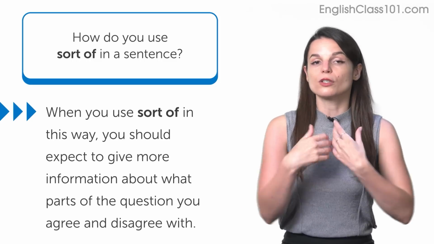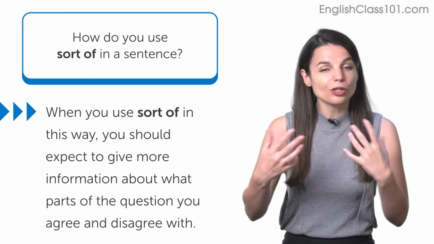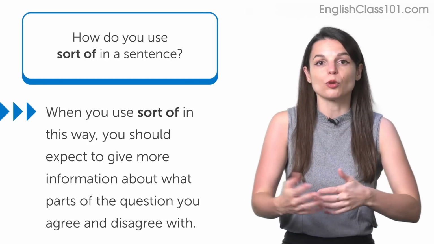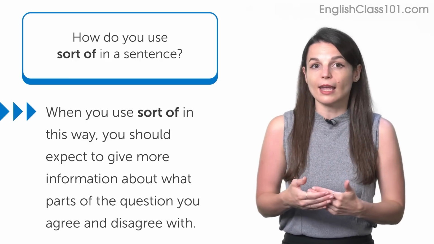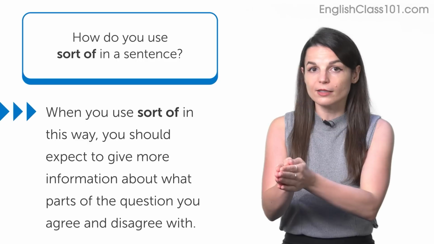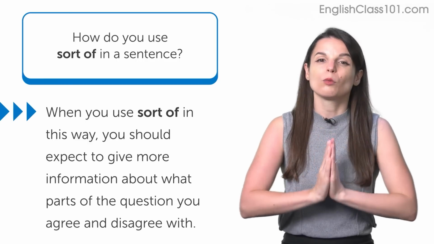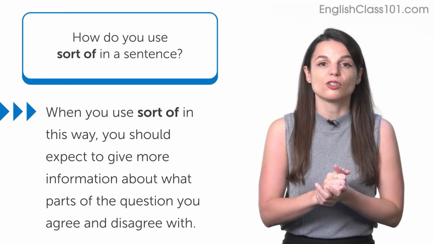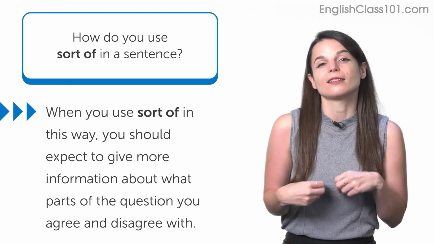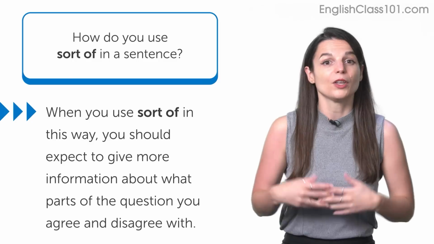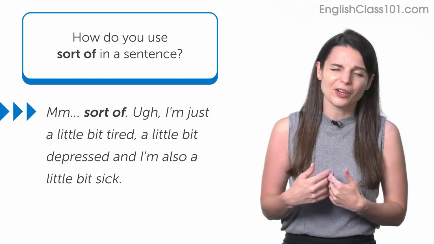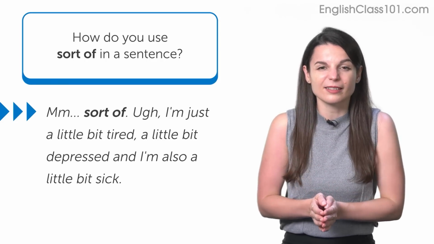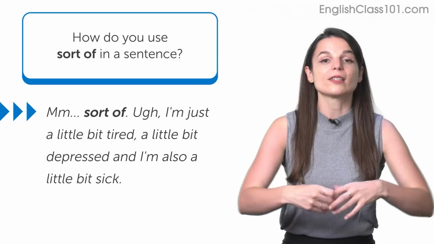So when you use "sort of" as a response in this way, you should expect to share some more information about your opinion. If you respond to someone's question with "sort of," you should probably share which parts are correct or that you agree with in the situation and which parts are different from what the other person has suggested or asked about. So in the first situation, I mentioned maybe the person feels tired and a little bit depressed, or maybe they have a cold as well. So for example, you might respond, "Sort of," when someone asks if you're tired. You might say, "I'm just a little bit tired, a little bit depressed, and I'm also a little bit sick." So this expresses the full picture.